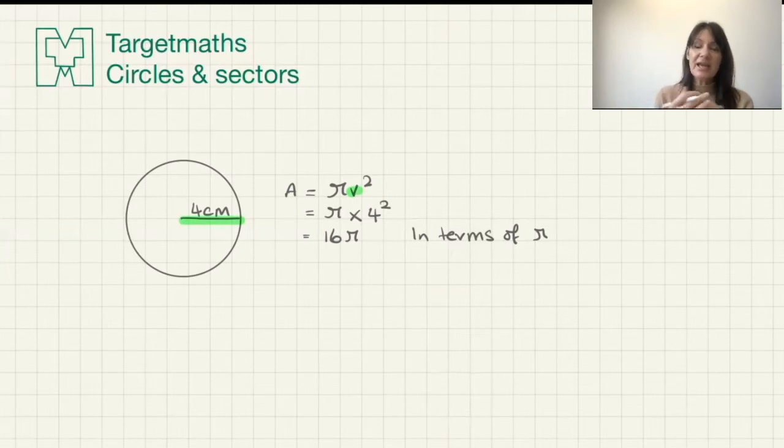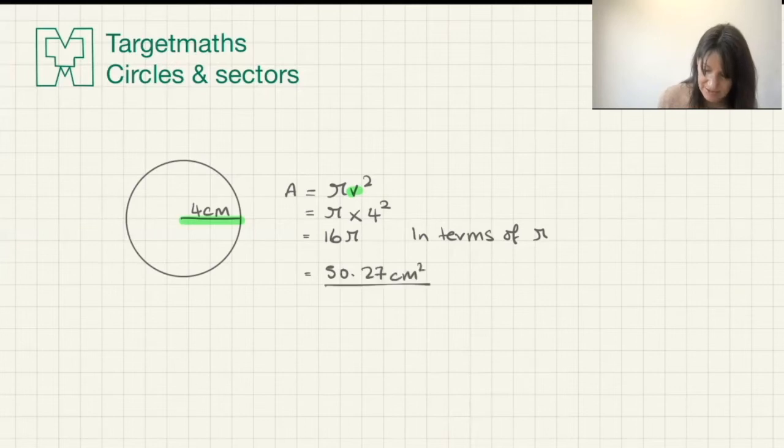So it's important to be aware of this, but we are going to work all the way through to our decimal. So here in your calculator, you would just press your S to D button, which would give you the final answer of 50.27, and we'll do it to 2 decimal places. Centimeters squared are our units.